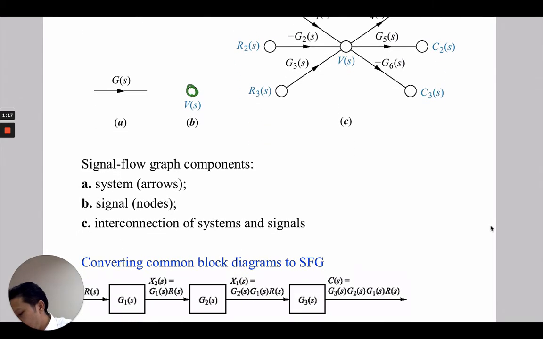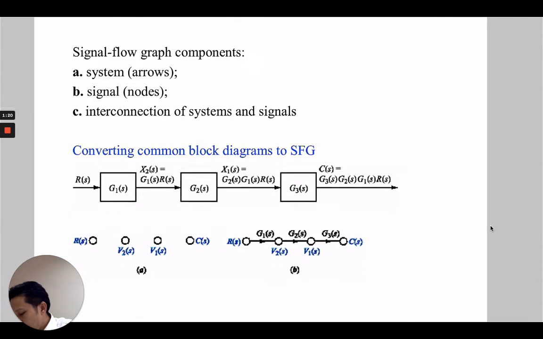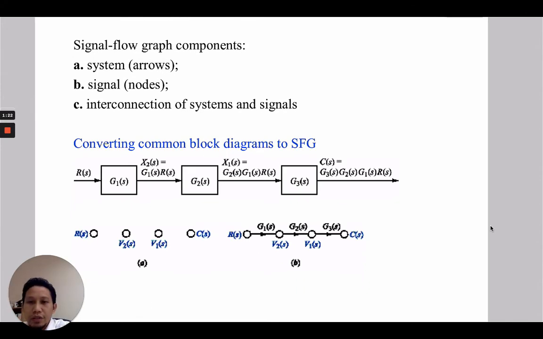Okay, now let's convert the common block diagram to SFG. In this example, we have 3 systems: G1, G2, and G3. We can represent the systems with the arrows, but before that, we have signals. In this case, we have 4 signals: R, X2, X1, C. So we can put it into SFG. We can draw the nodes here. We have 4 nodes: 1, 2, 3, and 4.